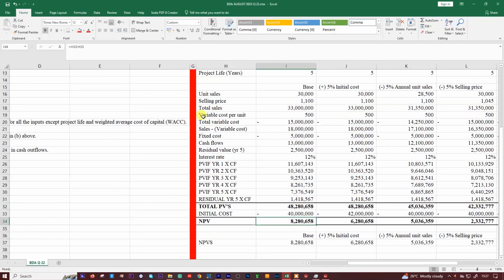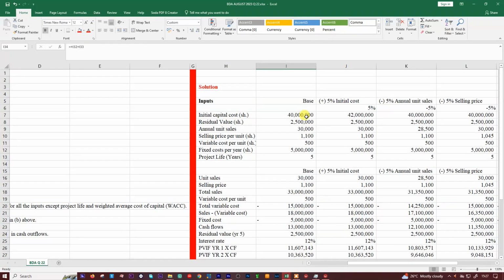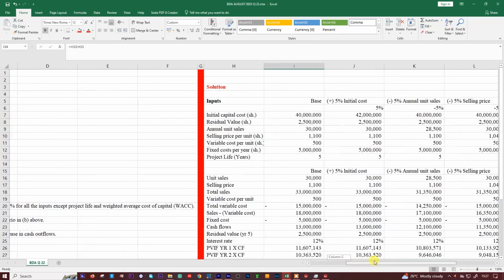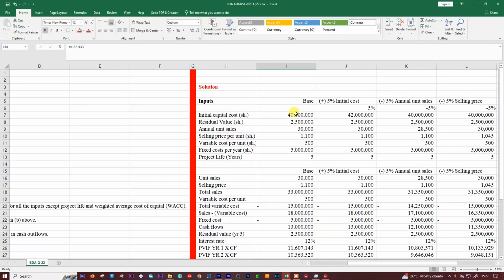Adverse effect. So the initial cost was given to us over here as 40 million. So we've done an adverse, the opposite, the adverse, by increasing it by 5%. Here we've reduced the unit sales by 5%. The selling price we've reduced by 5%. So we're trying to answer part B, carrying out a sensitivity analysis assuming adverse variance of 5% for all inputs except project life and weighted average cost of capital there. So we cannot have an adverse effect for the initial cost, unless the cost is an adverse effect, means that the initial cost increases in value. That's what we mean. It cannot reduce. If the initial cost reduces, it means it's an advantage to us because we are spending less.